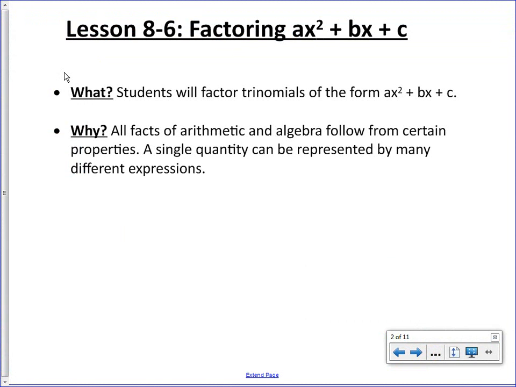Hi, this is Mrs. Doris, and this is lesson 8-6, factoring ax squared plus bx plus c. Our objective is that you will factor trinomials that have that form, and in this case, a is going to be a number greater than or different from 1.